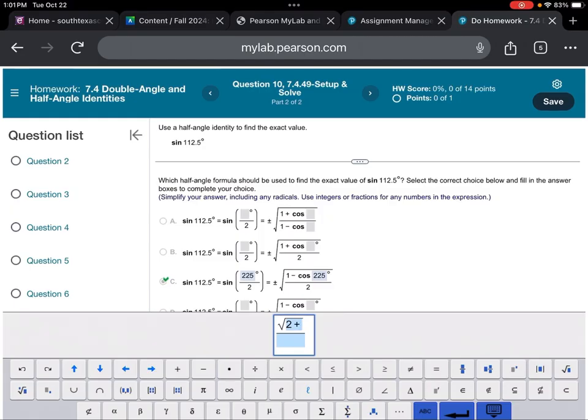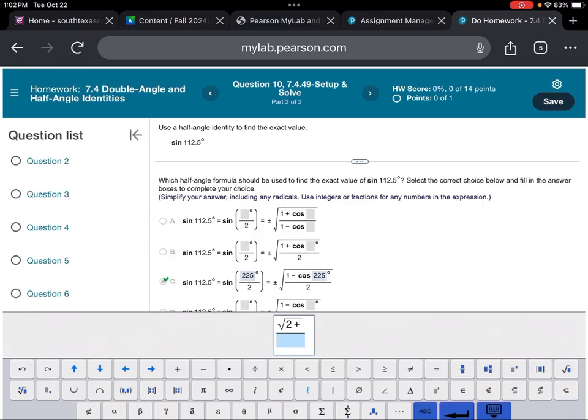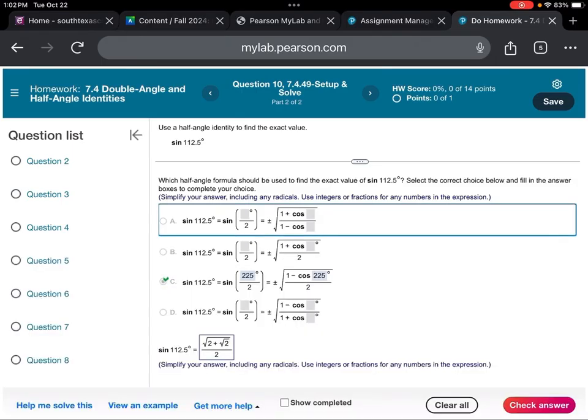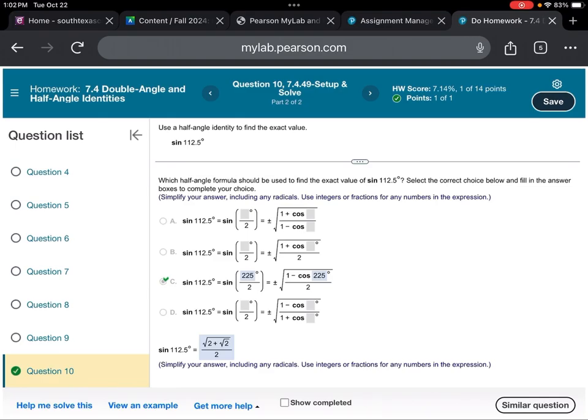Okay, let's come back this way. Oops, sorry. Let's come back here. On the inside, we still had a square root of 2 all over 2 on the bottom. Boom. Okay, let's check it, and we got it, okay? So again, that was number 10 out of 7.4.